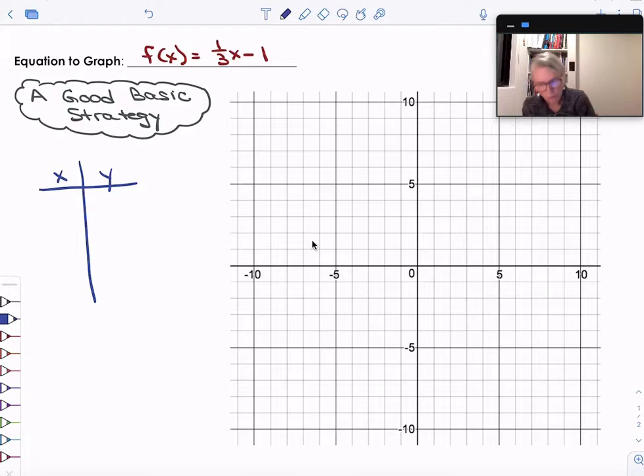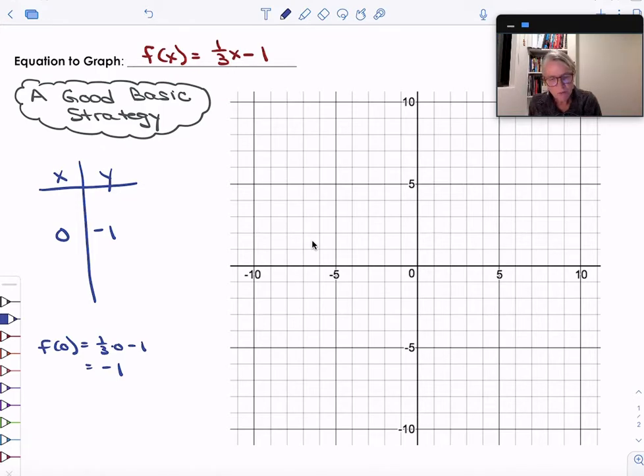I'm going to start with the easiest value I know, 0. I'm going to take my function. Oh, by the way, I thought as an example we'd graph this function, f of x is equal to 1/3 of an x minus 1. Okay, let's send 0 in. So f of 0 is equal to 1/3 times 0 minus 1. 0 times anything is 0, so 0 minus 1 is just equal to -1. When 0 comes in, -1 comes out.